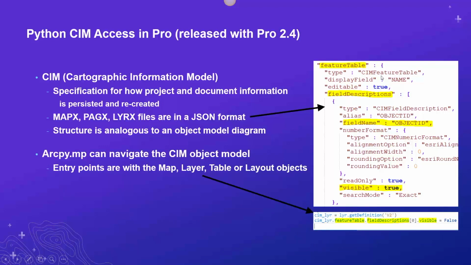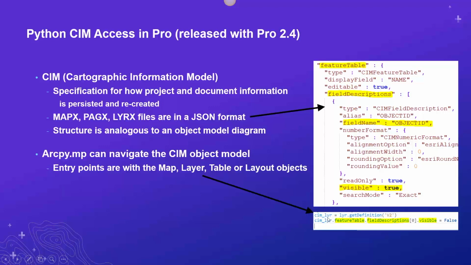So in the example over here on the right, we have an attributes table or a feature table, and that has its properties and capabilities available to it. So a feature table has field descriptions, and this is a list, so you can have many fields. And those fields have different properties exposed to them, like field name. Some fields may be numerically defined, and therefore you can get to its number format and change some of its capabilities. But again, once you know how to read this, then once we're looking at the arcpy.mp module, we'll see that we can use that same logic.